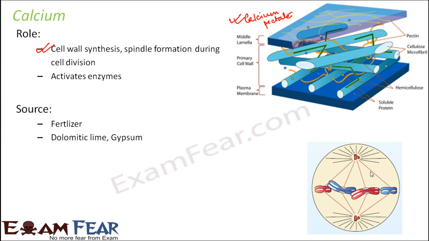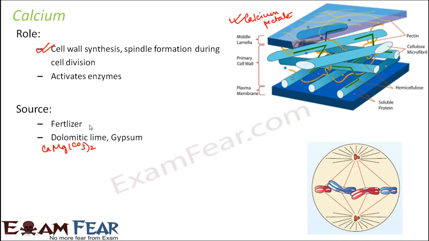So what is dolomitic lime? It is nothing but an anhydrous carbonate mineral. That is, it has calcium as well as magnesium. So this is the composition of dolomitic lime. So this is also a source of calcium. Gypsum is another soft mineral which has calcium and sulfate. It can be used as a fertilizer, and it is a main constituent in many forms of plaster.